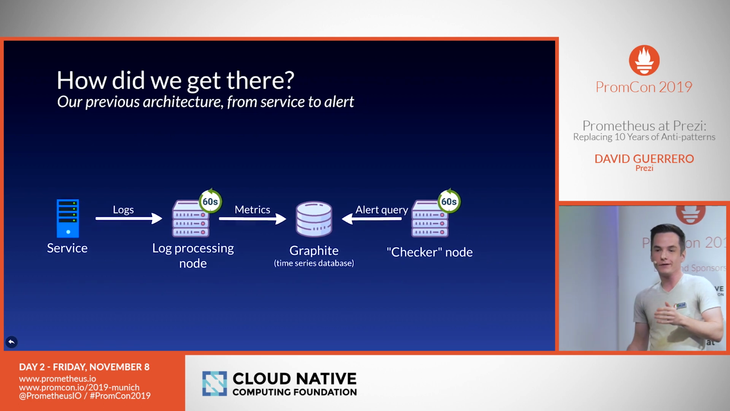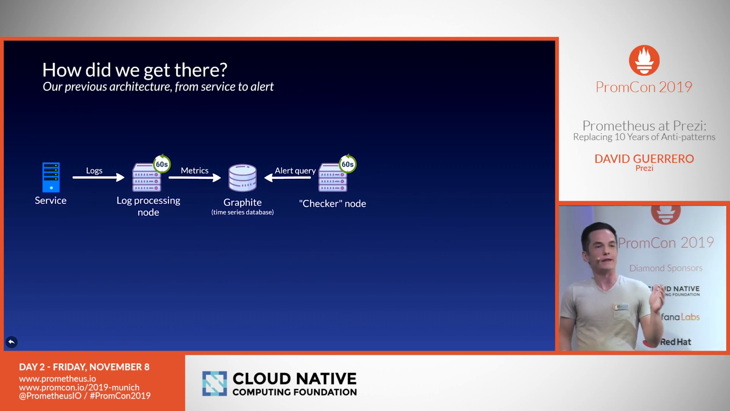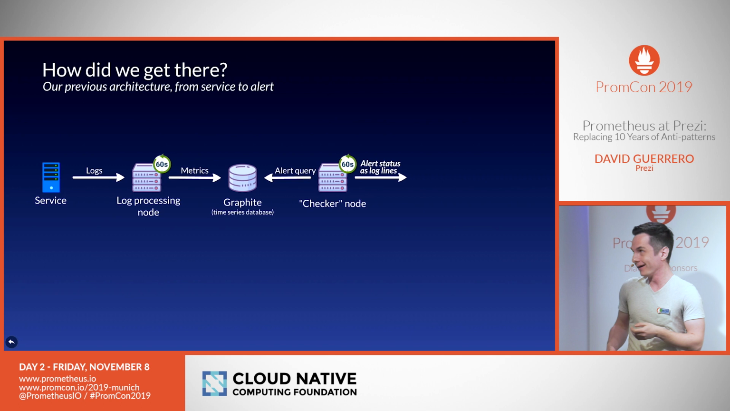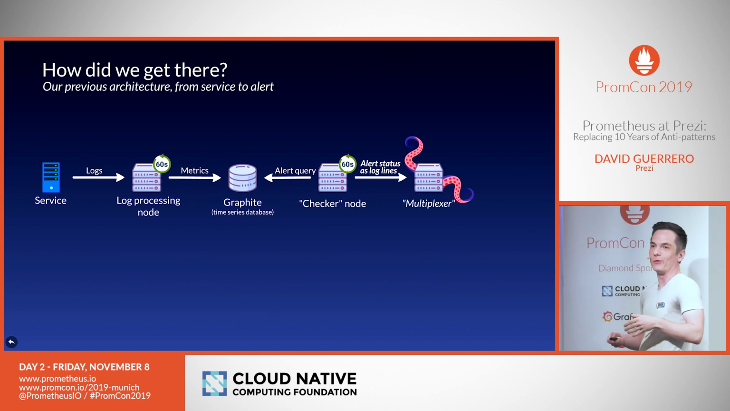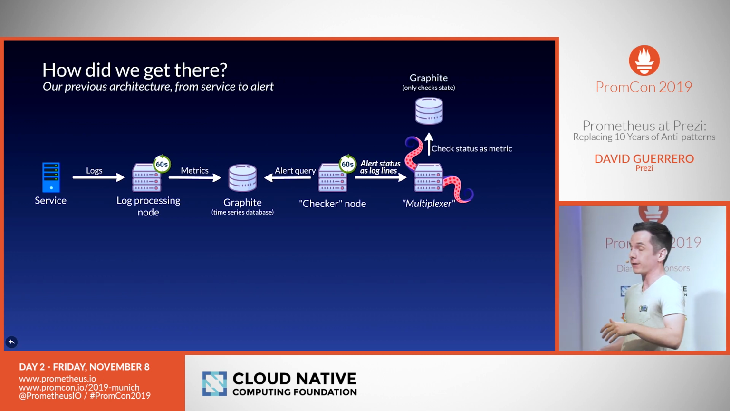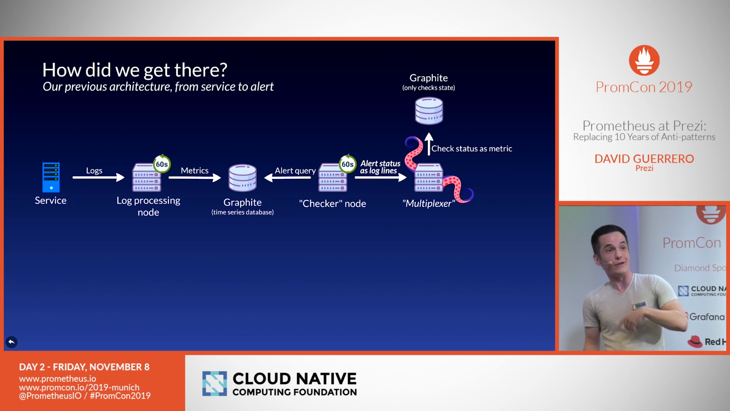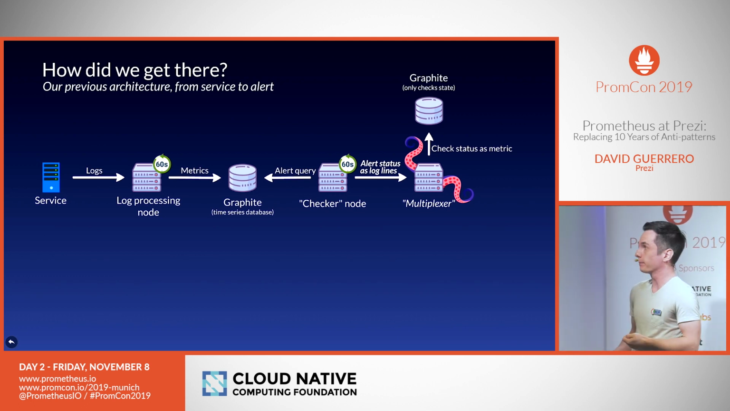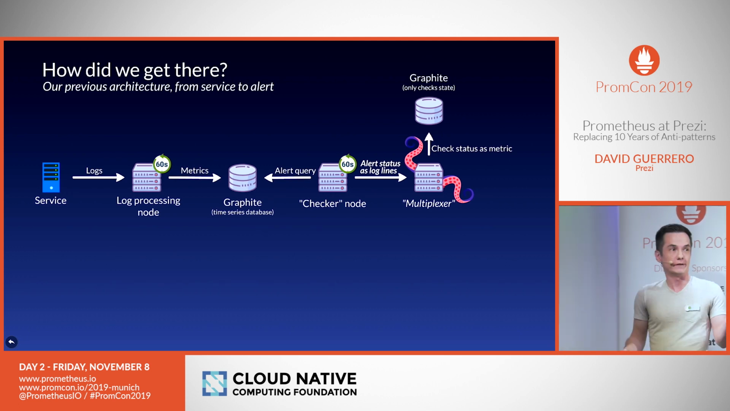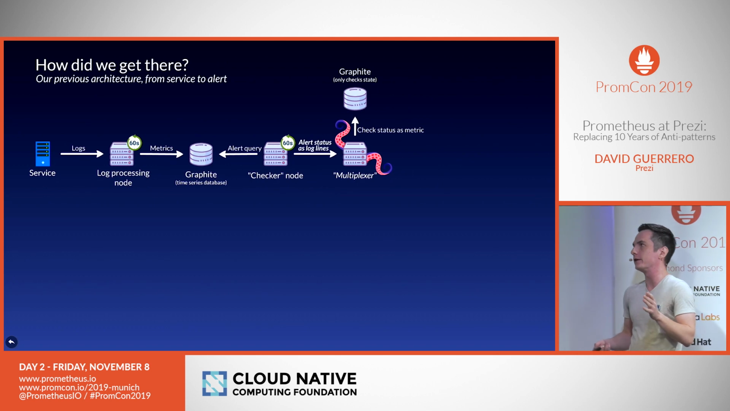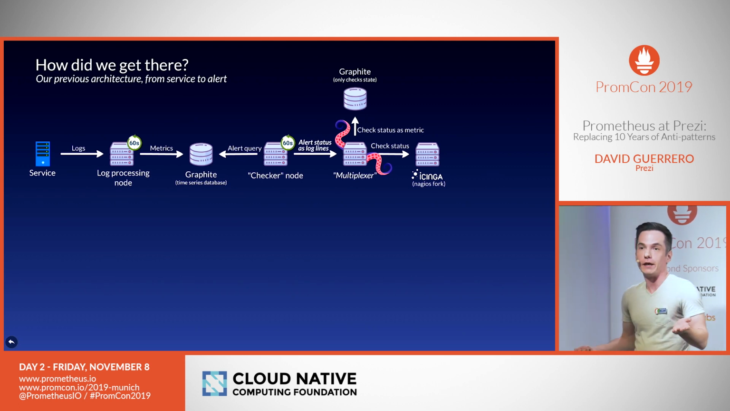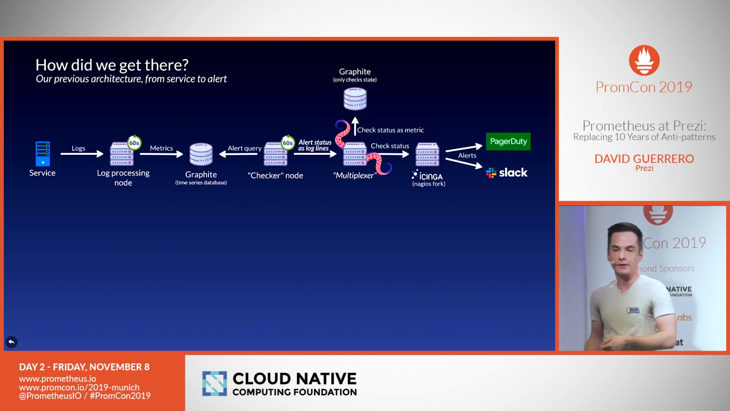Every 60 seconds, that checker node would send the state of every alert as logs to another node, called the multiplexer node, which would convert this alert state from logs back into a metric in another Graphite. Why a different one? Good question. But I said it's a multiplexer, so it was doing a second thing. It was also sending, finally, the alert state to Icinga, which is a Nagios fork, if you don't know. And finally, Icinga can send that to PagerDuty or Slack.